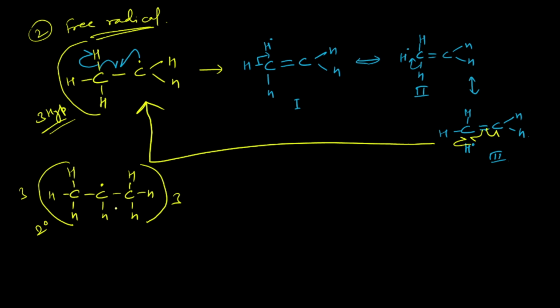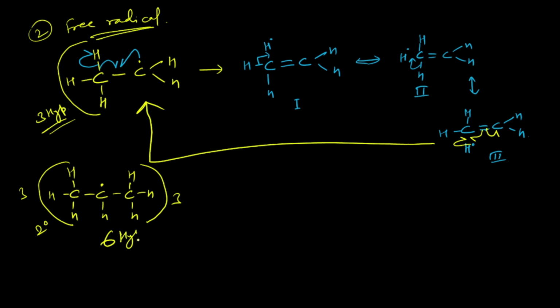In that carbon, how many hydrogens are there? Not in the same carbon where the unsaturation is there. This won't participate, correct? Only the alpha hydrogen is participating, not the same carbon where the unsaturation is there, correct? So 3 and 3 total, how many hyperconjugating structures?